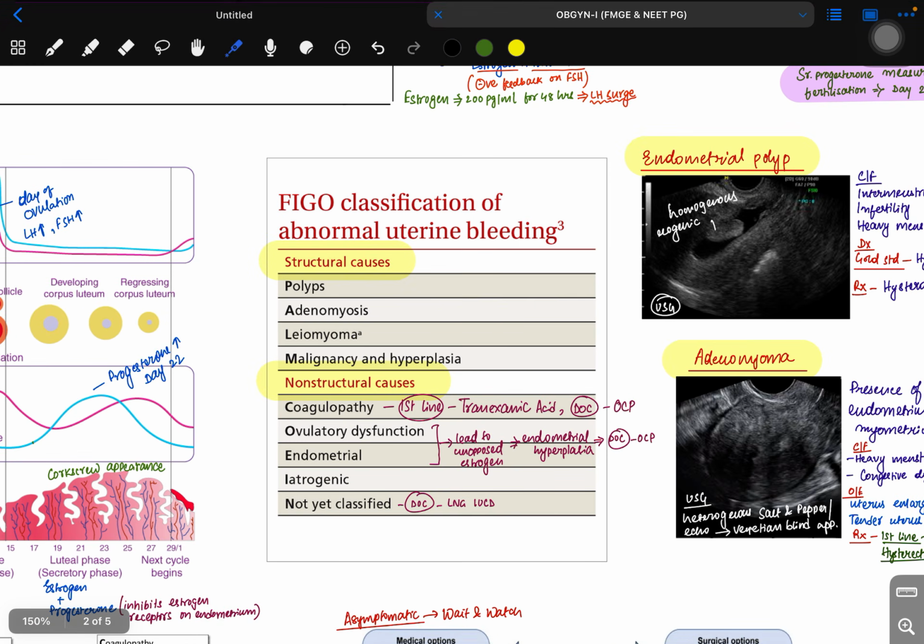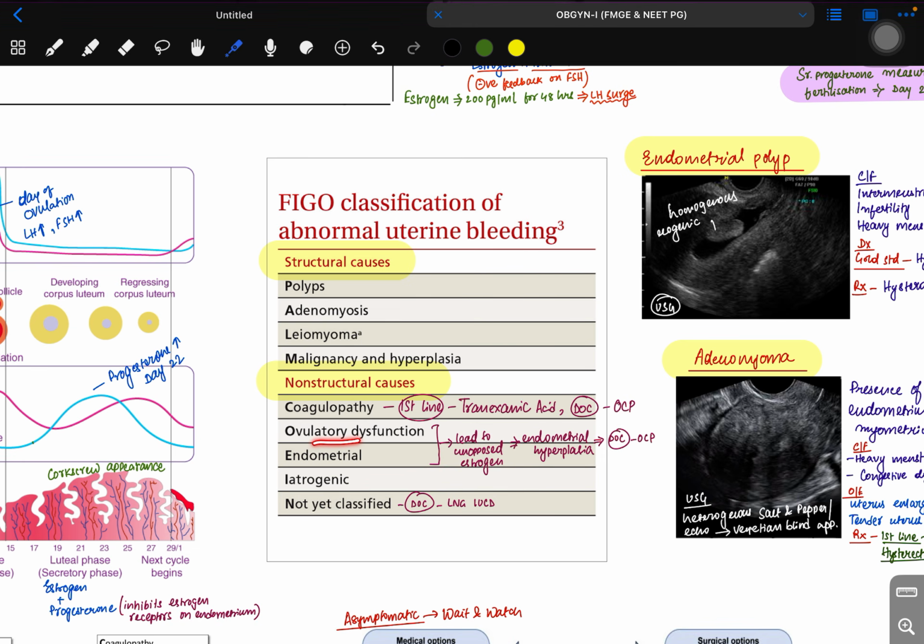Now coming to the FIGO classification of abnormal uterine bleeding. So what are the structural causes? The mnemonic for that is PALM-COEIN. The structural causes are polyps, adenomyosis, leiomyoma, malignancy and hyperplasia, and the non-structural causes start with coagulopathy. The first line treatment for coagulopathy is tranexamic acid. What is the drug of choice for coagulopathy? It is oral contraceptive pills.